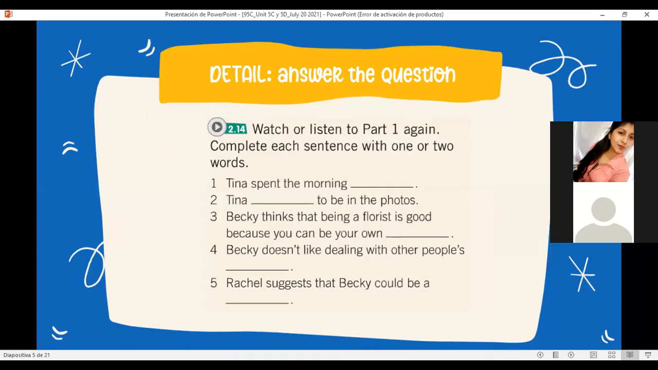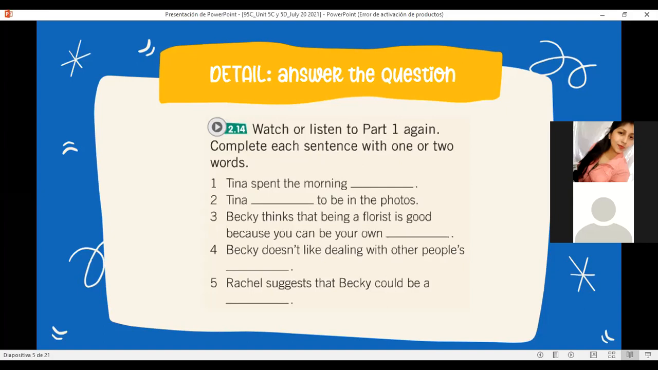Okay, number 1 we have, Tina spent the morning. Well, we need to look for the right word. Tenemos que buscar la palabra que corresponde, ¿sí? Tina to be in the photos. ¿Qué pasa con Tina y las fotos? Vamos a escuchar nuevamente, ¿ok? Becky thinks that being a florist is good because you can be your own. Becky cree que ser o trabajar en una floristería es bueno porque puede ser su propio, ¿qué será? Vamos a escuchar nuevamente. Number 4 we have, Becky doesn't like dealing with other people's.